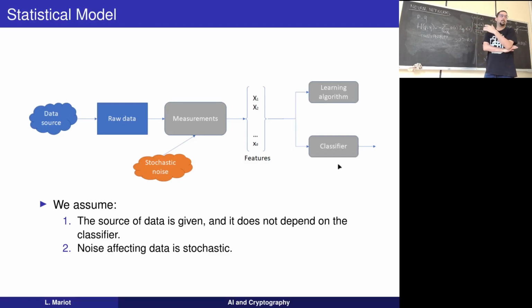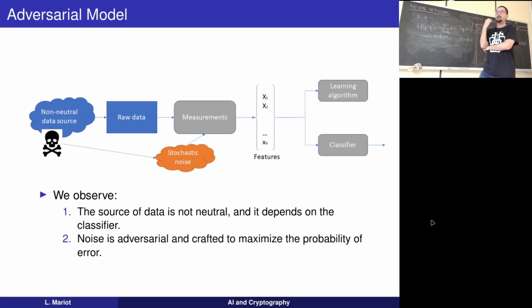And then finally, we will have our classifier that will be using the learned model from the learning algorithm. So here, the important thing in the ideal case is that we are assuming that the noise affecting the measurements is stochastic. So it is just random noise and there is no intention behind it.